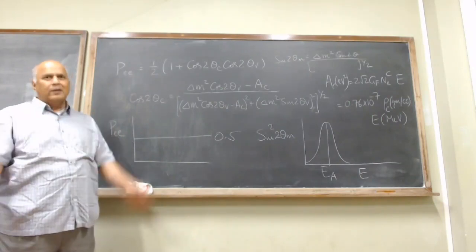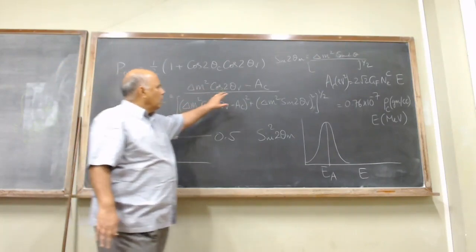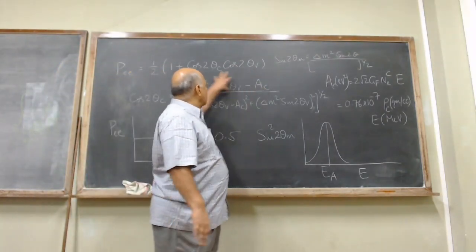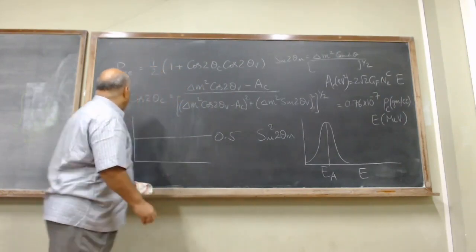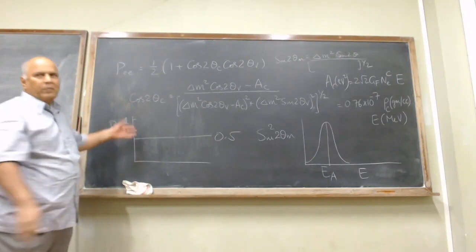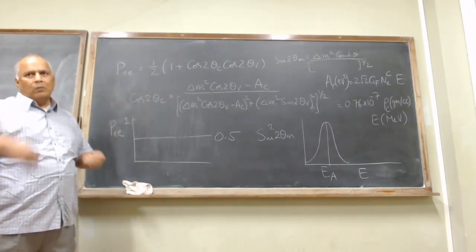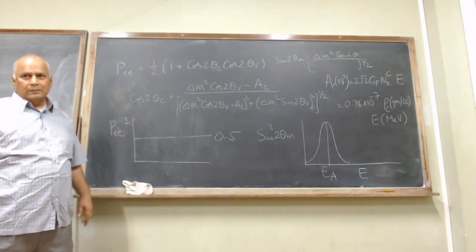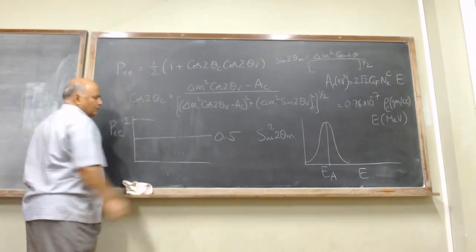First, let us assume energy is less than the adiabatic threshold. Basically, I neglect this compared to this, and I have a probability essentially equal to 1, maybe 0.9. Now my energy starts increasing, so the probability starts falling slowly.